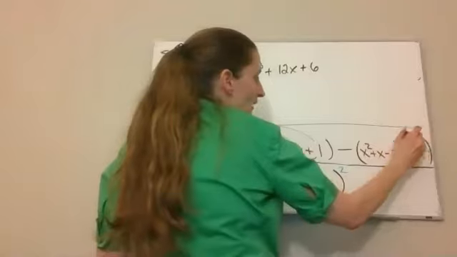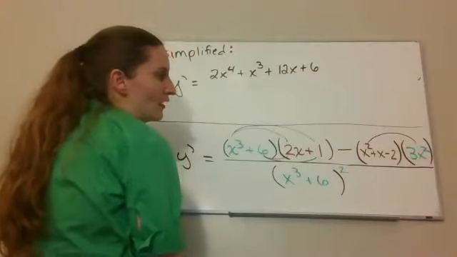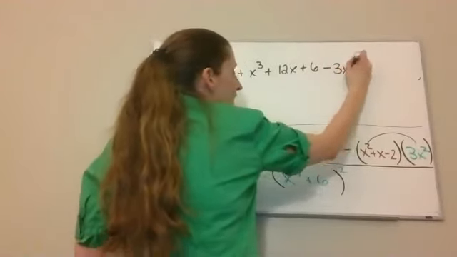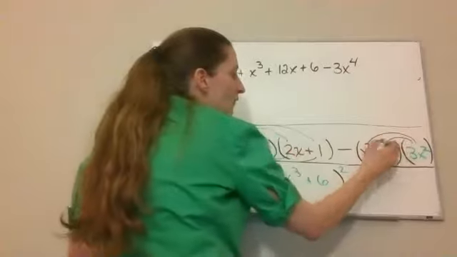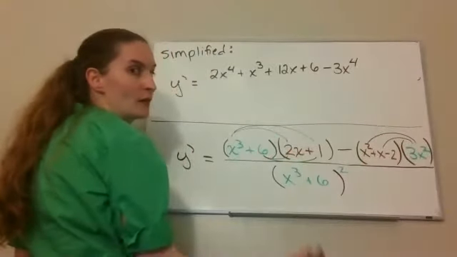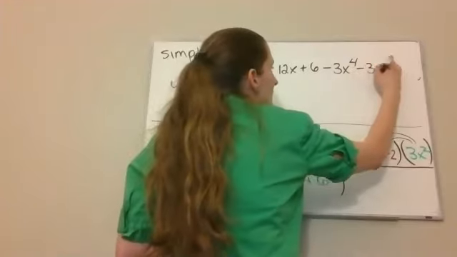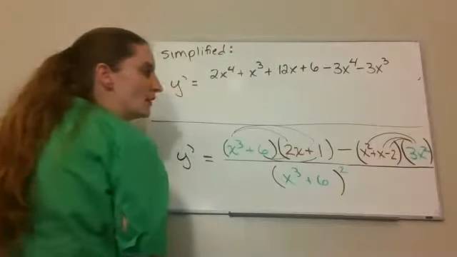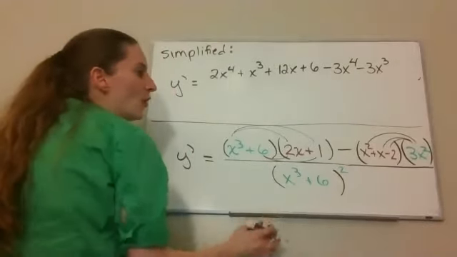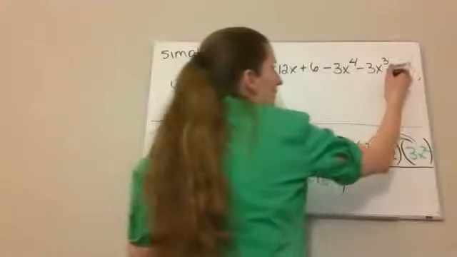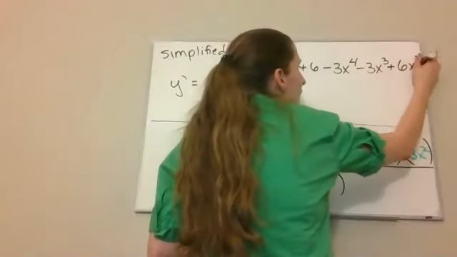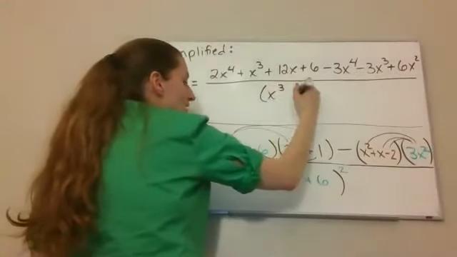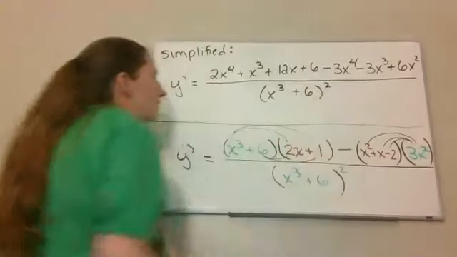And now I have my 3x squared times x squared. That's going to be 3x to the 4th, but it's negative because of my minus sign in the front. 3x squared times x is 3x to the 3rd, but again, it's going to be negative. And 3x squared times that negative 2 is negative 6x squared. But watch out, because I have this other minus sign, so it ends up being positive 6x squared. And all of that is still over my denominator squared.